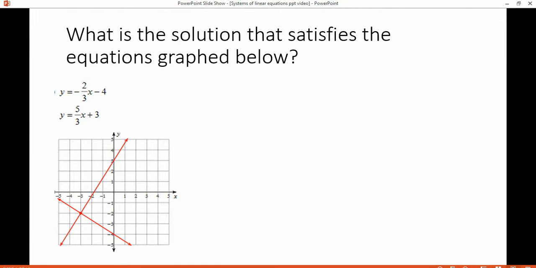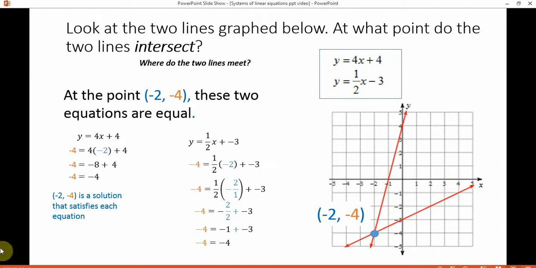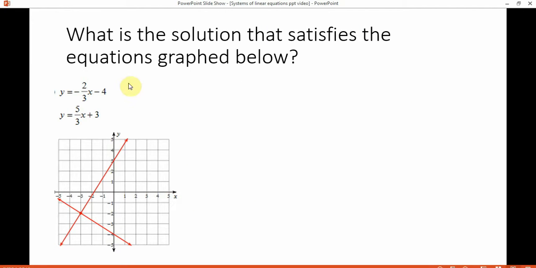Alright, what is the solution that satisfies the equations graphed below? So, we're going to just do the same thing. It intersects right there. So the solution it's asking for, like over here, we found that -2, -4 is a solution that satisfies each of these equations because it's where the two lines cross, and at that point where they cross, those two equations are true. We're going to look for where they cross here. What is the solution that satisfies the equations graphed below?